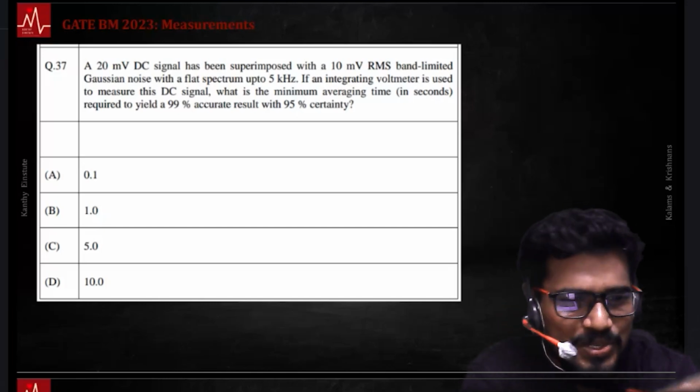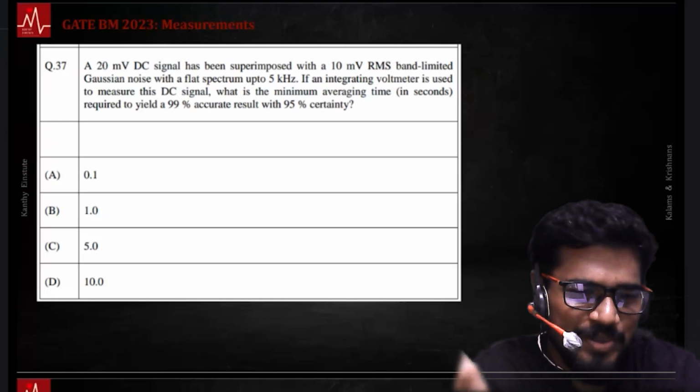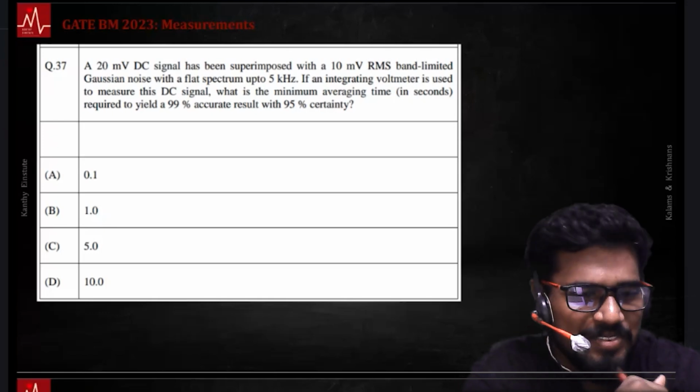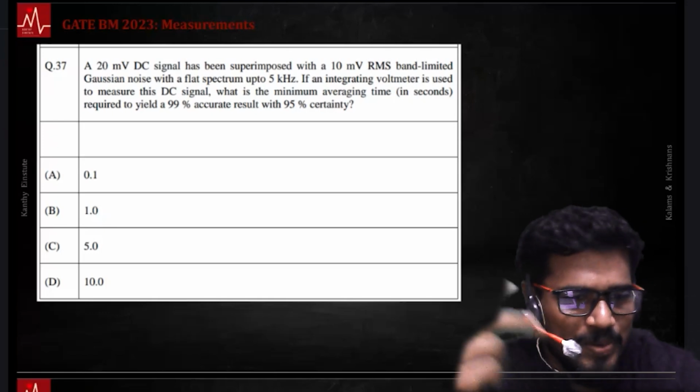Who bothers? One question out of four years of PYQ, five years of PYQ, we don't care. We can afford to skip it. Is that the scenario, or does someone want to find it?